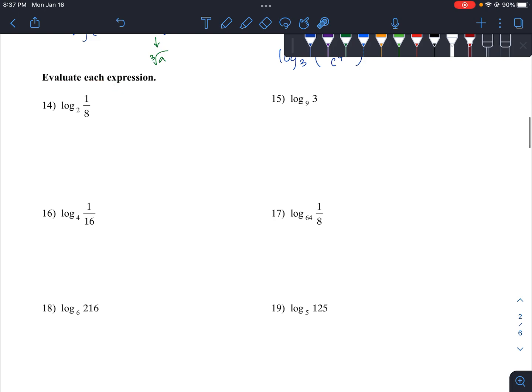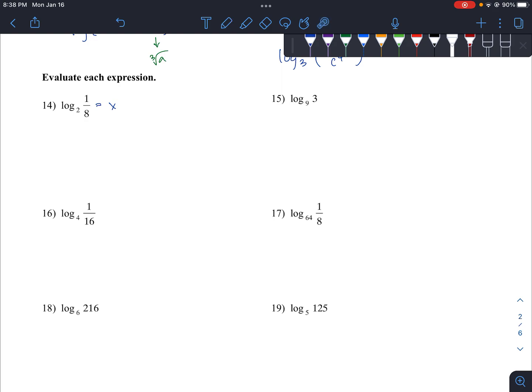Okay, evaluate each expression. So for these ones right here, these are just logarithmic expressions. You can go ahead and just make them into equations if you need to. So you're trying to find the numeric value. These represent a numeric value. So we're not going to use calculators for this portion right here.